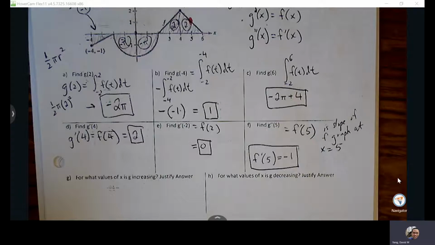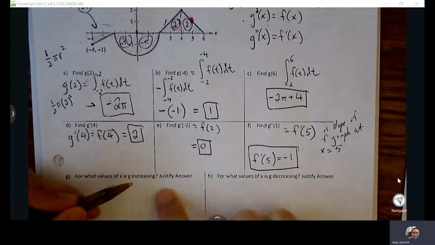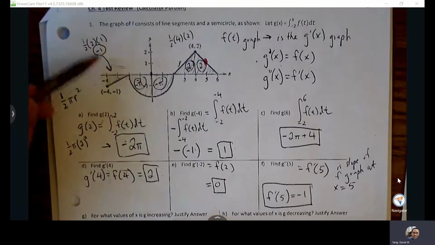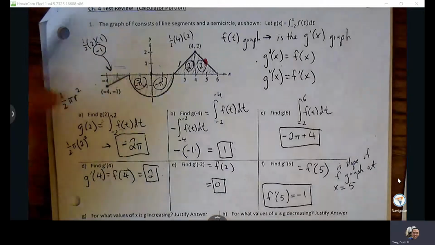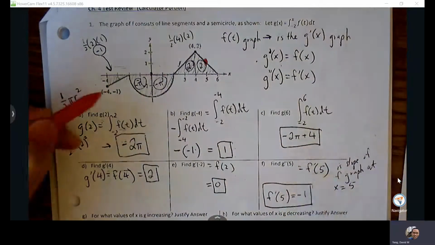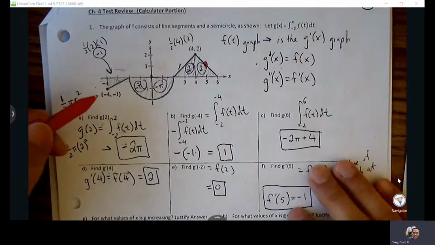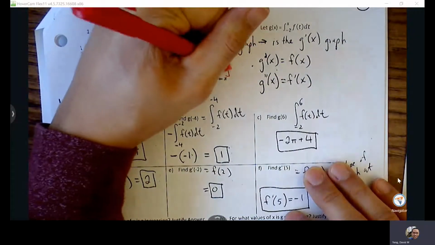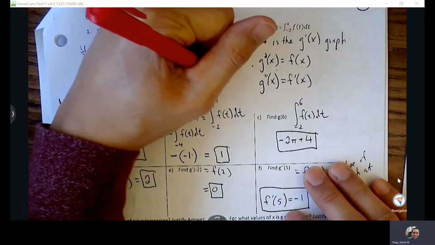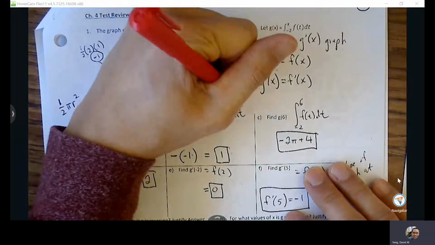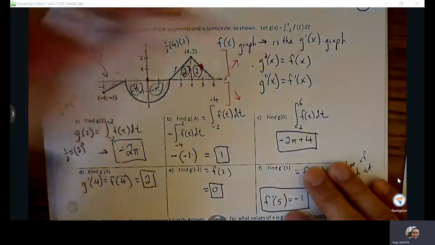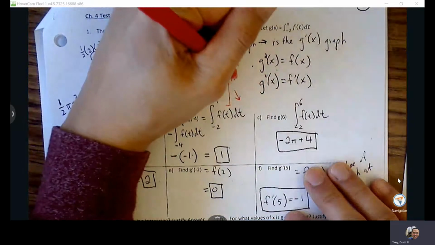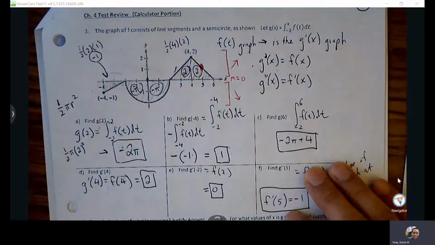Okay, part G, for what values is our G function increasing? So remember, this is the G prime graph right here. So essentially, you are looking at the derivative graph. Okay, so I like to label what I'm looking at here. Anything above the x-axis is positive slope of the G graph. Anything below the x-axis is where my G graph is going to experience negative slope. Anything on the x-axis is where my original G graph is going to have slope 0.